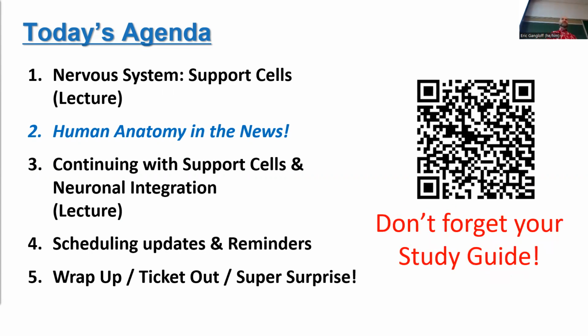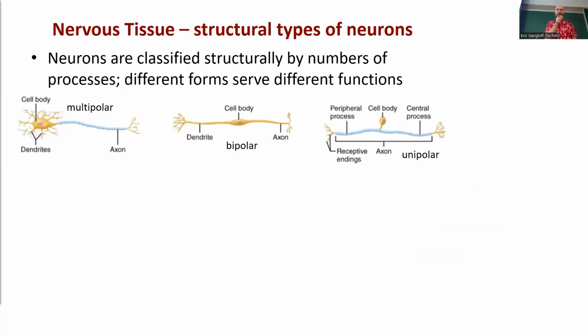As you work through the nervous system, don't forget you've got a study guide, a Google Doc, Google Slides file that has diagrams and resources for you as we work through. So let's hop right back into it and talk about neurons. And I want to specifically just talk for a few minutes about the structural types of neurons.